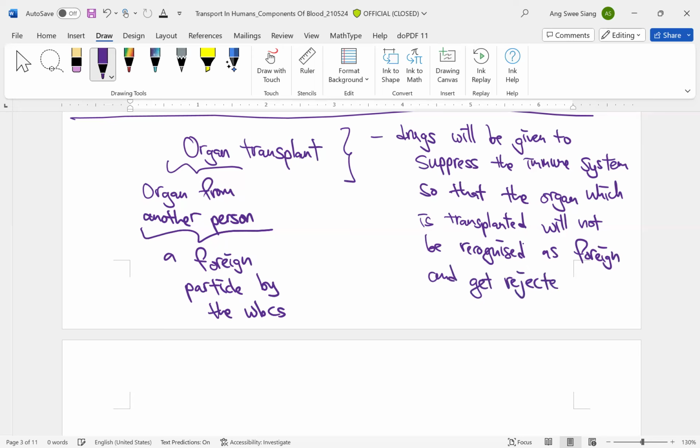The moment the body's immune system detects the transplanted organ as foreign, it will start attacking it. That means the organ transplant is a failure. But doctors don't want organ transplant surgery to fail, because donated organs don't come by so easily, unless you buy them from the black market, which is illegal in Singapore.